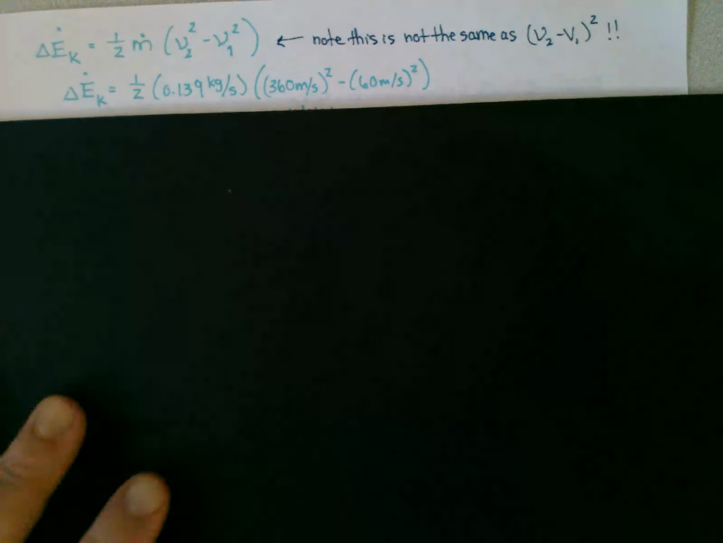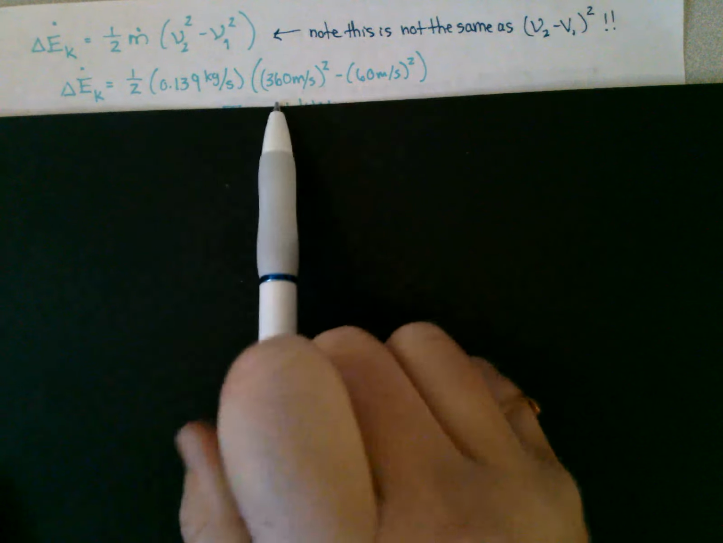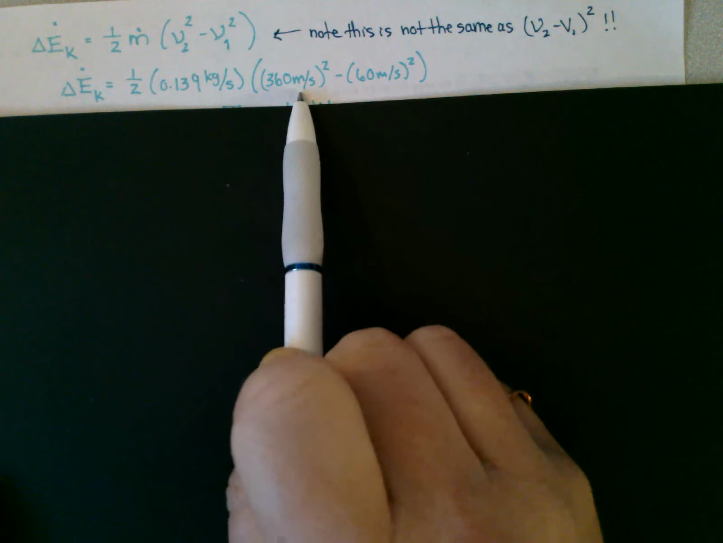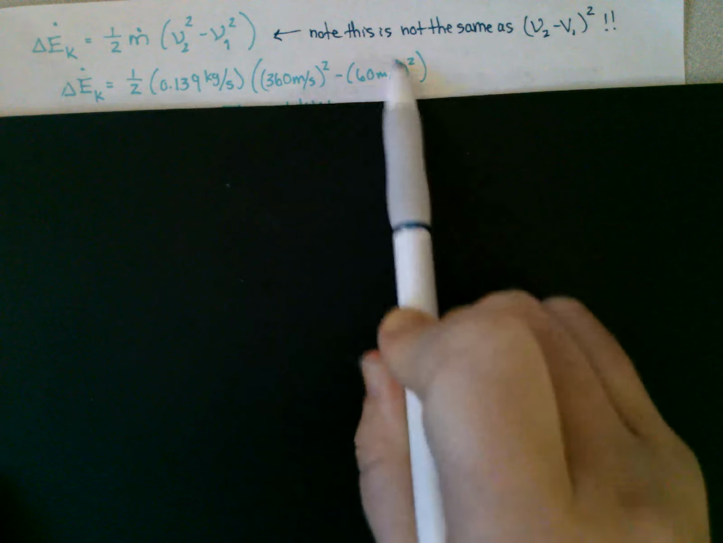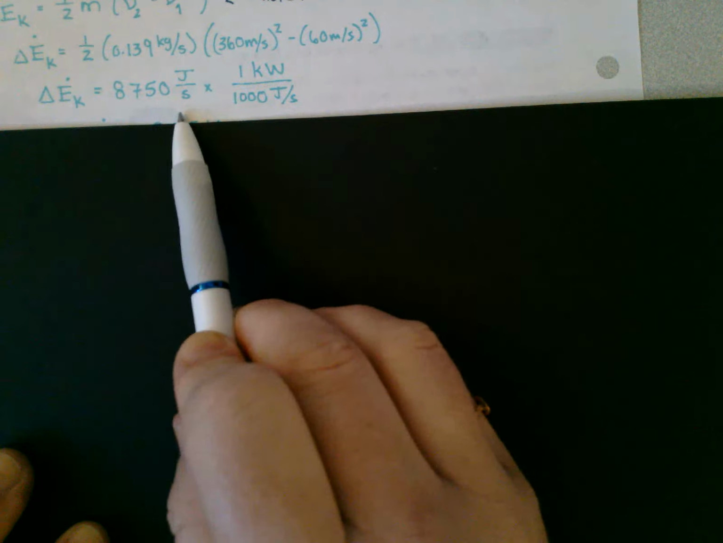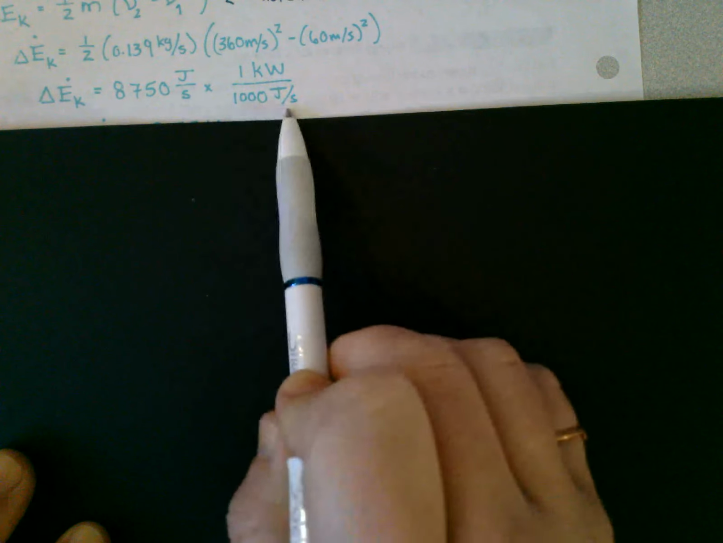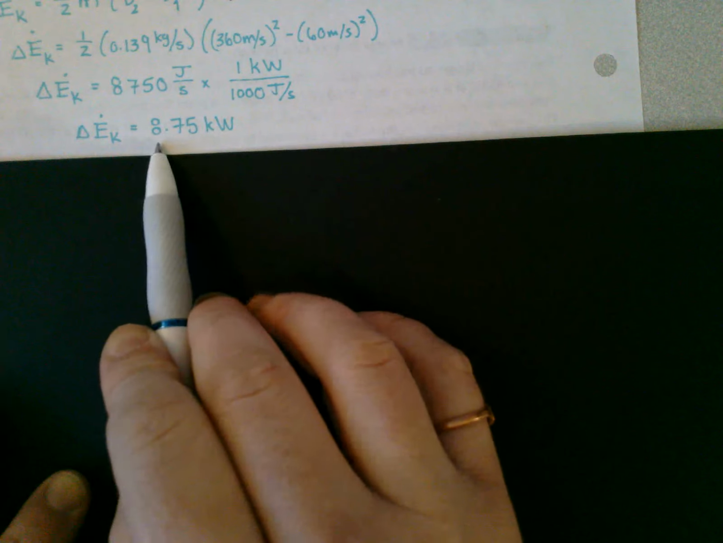So just keep this in mind as you do your kinetic, especially if it's a change in kinetic. All right, let's move on. So let's put 1/2. There's our m in terms of kilograms per second. Our first velocity is 360 meters per second, so we square that. Our second velocity is 60 meters per second, we square that. And then the difference between those is what we actually want. So that's going to give us 8,750 joules per second. And we know 1 kilowatt is the same as a kilojoule per second, which equals 1,000 joules per second, which will give us a final kinetic energy of a positive 8.75 kilowatts.